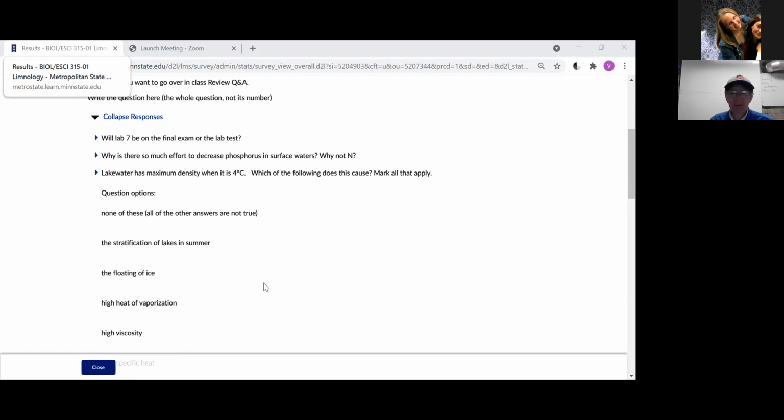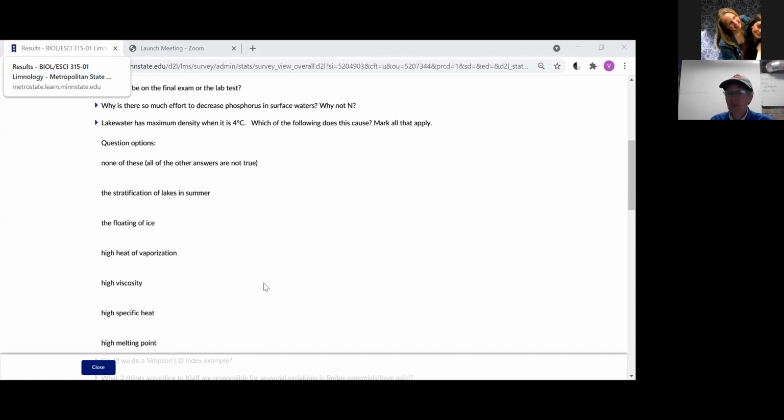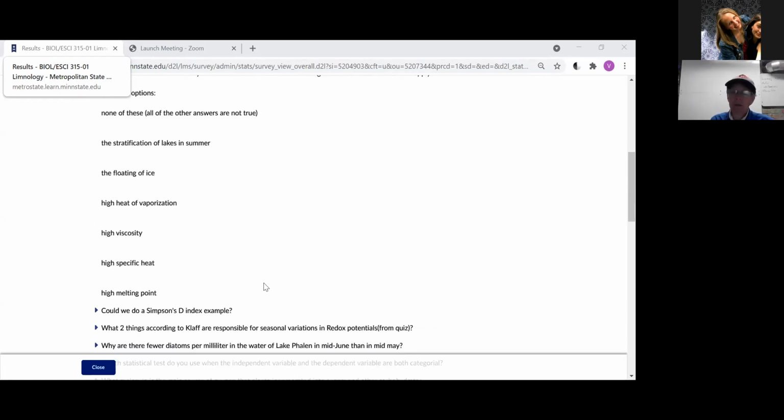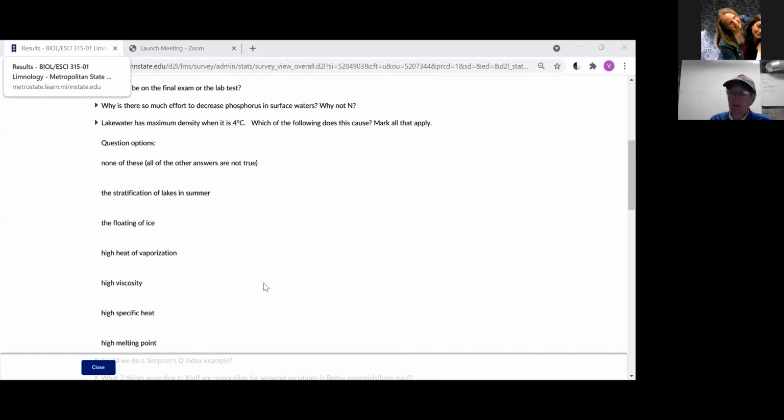Heat of vaporization, nothing to do with the 4 degrees. High viscosity, nothing to do with the 4-degree max. High specific heat, nothing to do with the 4-degree max. High melting point, nothing to do with the 4. Really, it doesn't have anything to do with any of these.